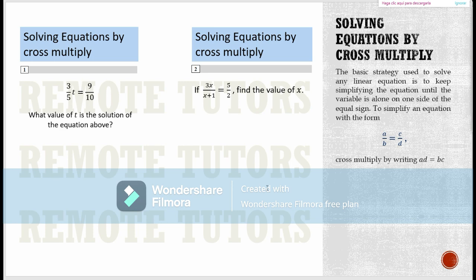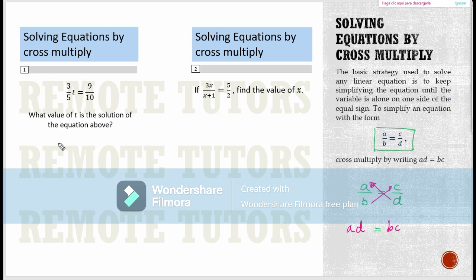Now let's see the third type of equation shown on the SAT test. Cross multiply. Cross multiply is a basic strategy that can be used whenever you are shown an equation in the form of a divided by b equals c divided by d. Whenever you are shown this, your first move should be to cross multiply. That is a times d equals b times c.